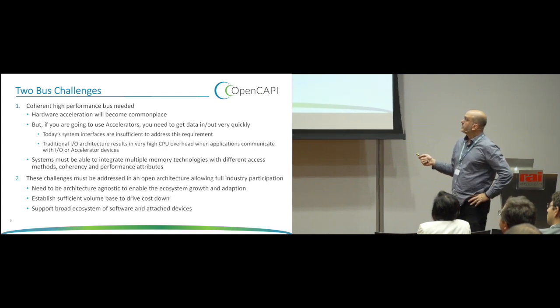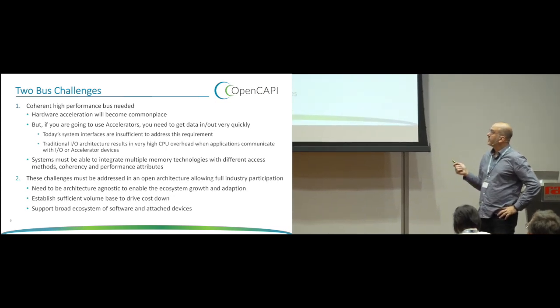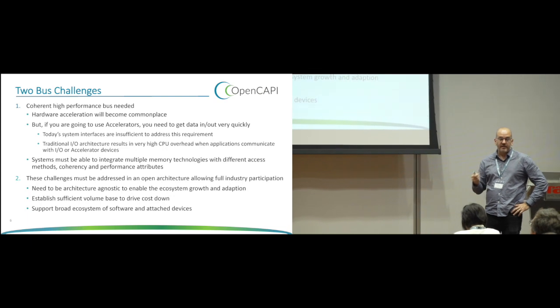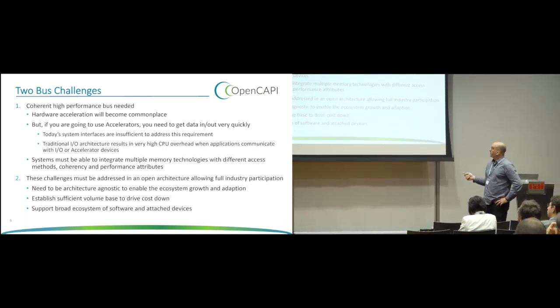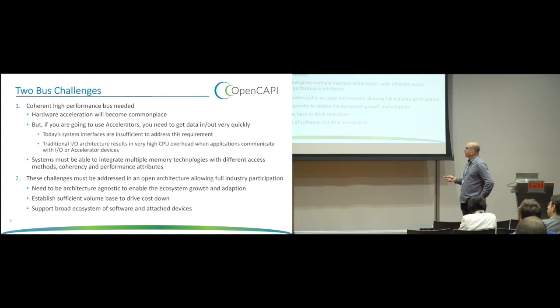We need to be coherent. We need to have that for the acceleration, tightly coupled accelerators, tightly coupled network offload. But really the one we're talking about here is that we need to be able to take different memory technologies and plug those into our processor. So how do we do this? We've got to have an open ecosystem. You couldn't do this with PCIe.